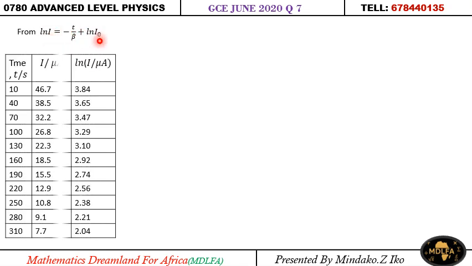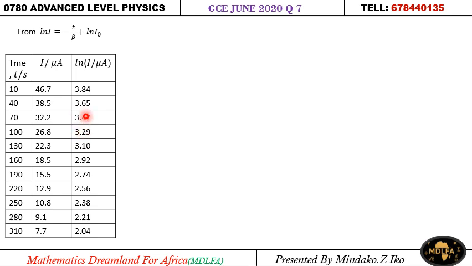All right, so this is our linearized form of the equation, right? So we have plotting the graph of ln I against t with gradient -1 over beta and intercept ln I naught. Okay, so this is these two tables, these two vertical columns here. These are the raw data that were given to us.